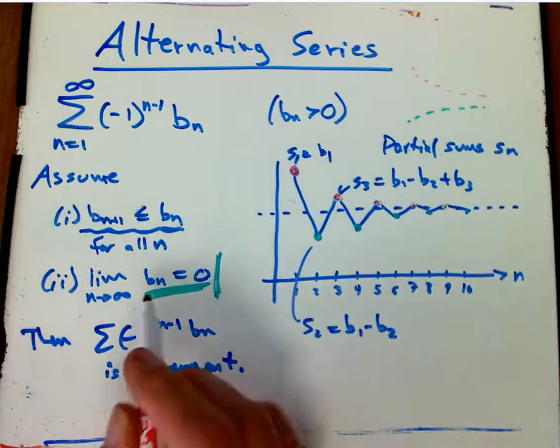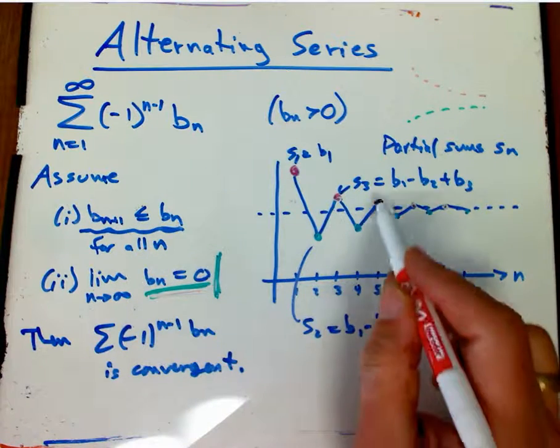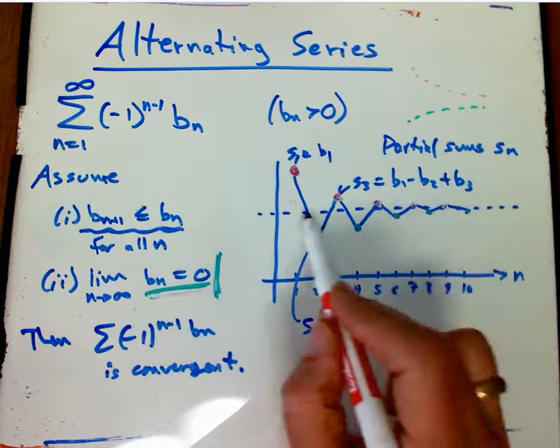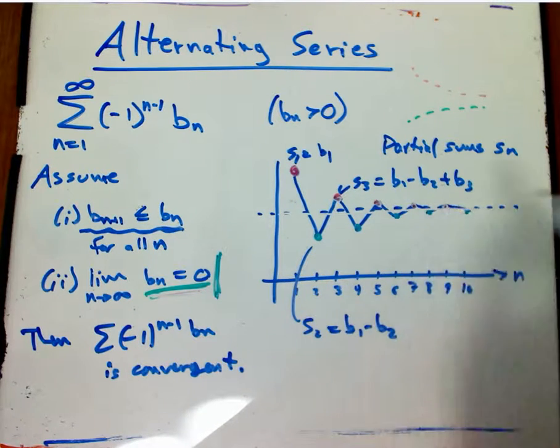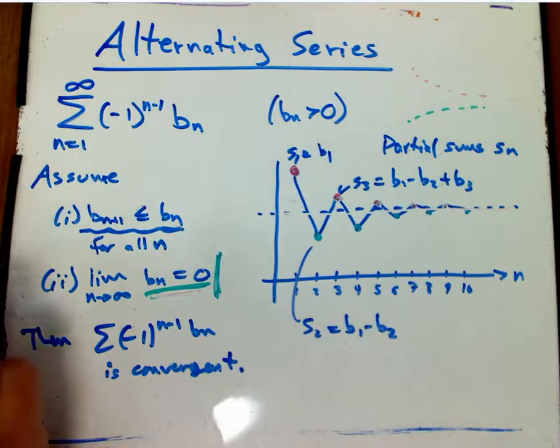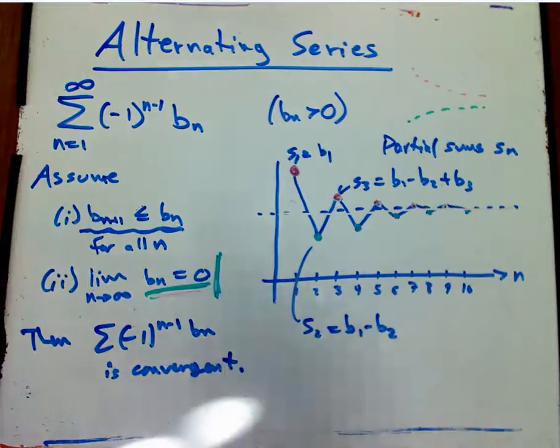But the fact that the size of the terms is going to 0 means the size of the oscillation gets small, and they are going to converge to a limit. If you want to see that more precisely, that's what the book's for. Okay, but it's a pretty nice idea, and I want to just use that right now.